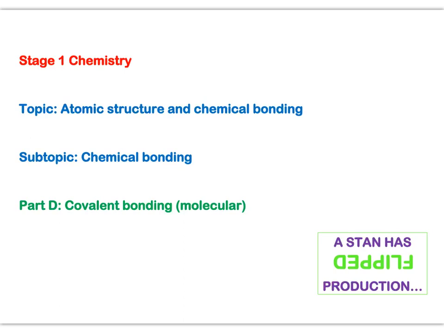So in our fourth chemical bonding video, we are going to look at covalent bonding, and particularly molecular covalent bonding. This is what happens between nonmetals and nonmetals, and we're just going to initially deal here with the small molecules. In the next video, we'll cover continuous covalent bonding lattices.